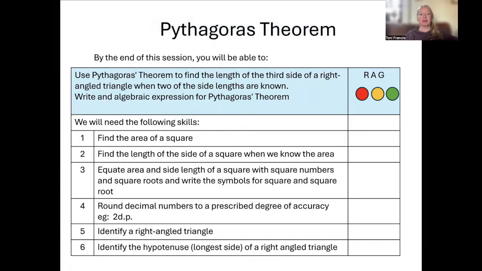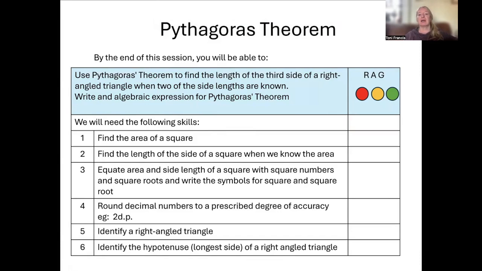This is an example of a lesson on Pythagoras' theorem. At the start of the lesson, I make the aims and objectives very clear. So by the end of this lesson, the learner would be able to use Pythagoras' theorem to find the length of the third side of a right-angled triangle when two of the side lengths are known.